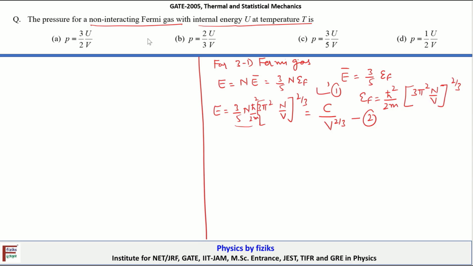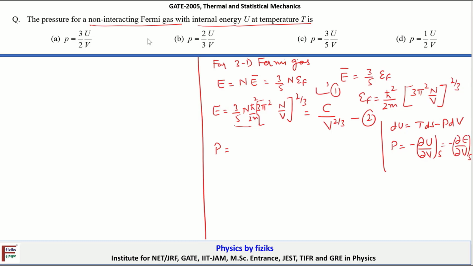Now pressure. We know that dU is equal to TdS minus PdV. Here, instead of U, we are taking E, so P is equal to minus dU by dV keeping S constant, or equal to minus dE by dV keeping S constant. U and E carry the same meaning. So P is equal to minus dE by dV keeping all other terms constant.